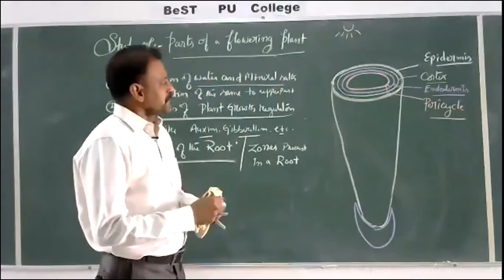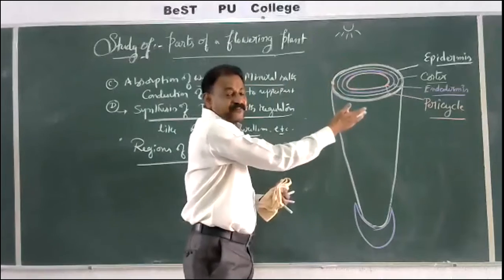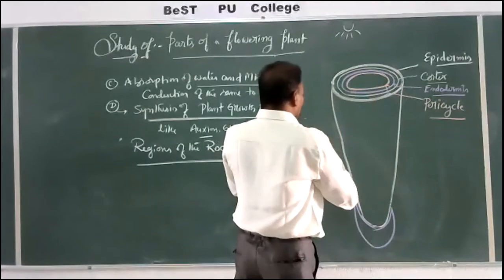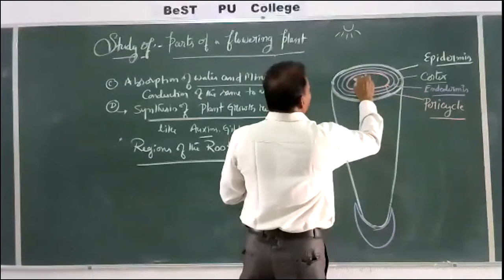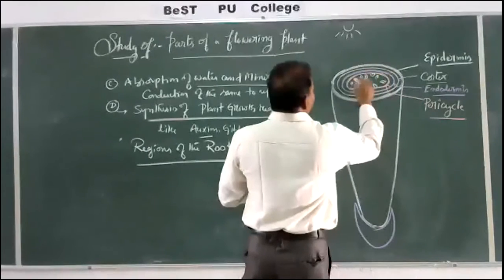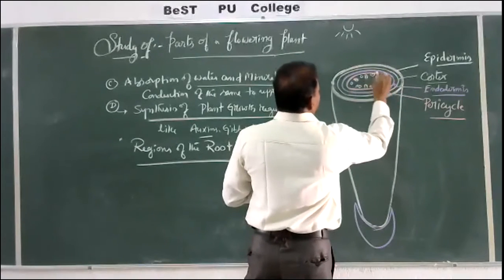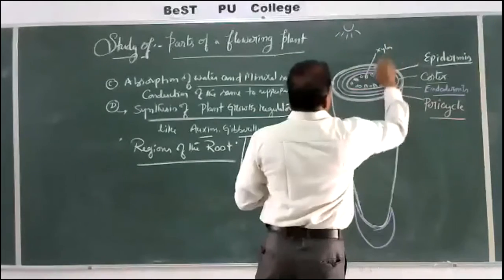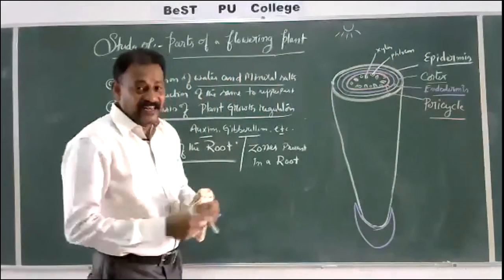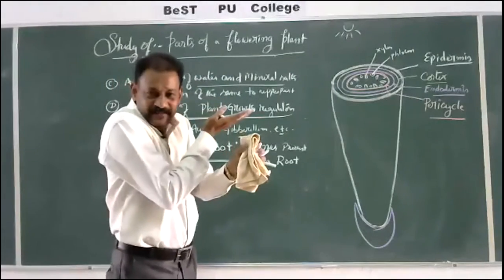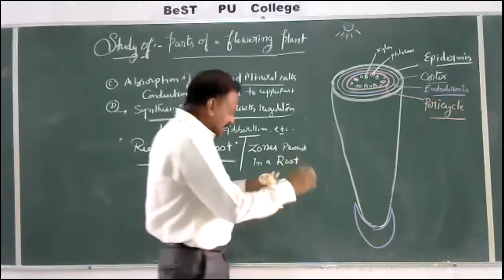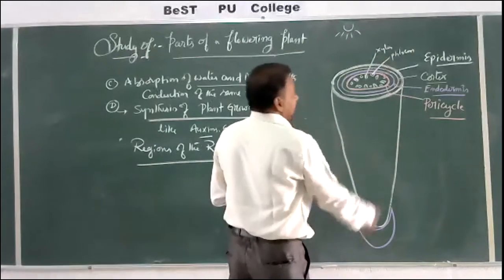So, to understand the internal structure, it is required to cut it transversely. Inside this pericycle, what are there? So many vascular bundles are there, which are called xylem and phloem. Xylem, phloem, xylem, phloem, xylem, phloem. So this is generally whenever you take a root and cut it and want to show the internal structure. And now let us see this in a transparent way.